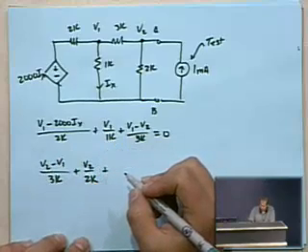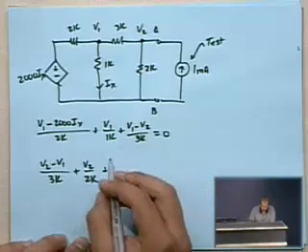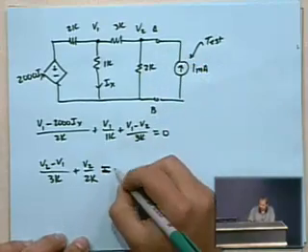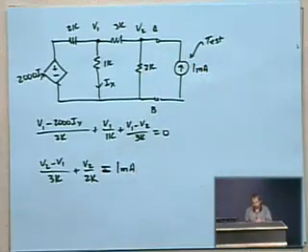plus, well, that current's actually coming in. So it would actually be a negative 1 milliamp coming in, so let's just stick it over on the other side, make our life easier.